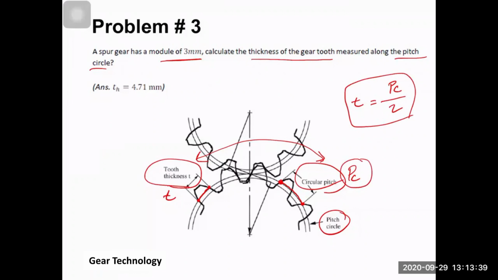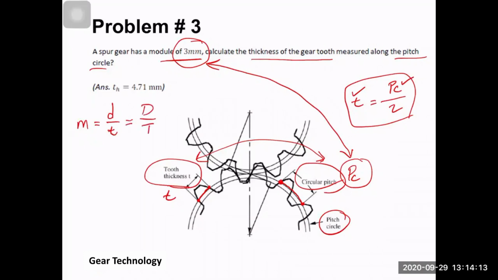So it's kind of problematic here because we have only the module. In order to find the tooth thickness, we need to find the circular pitch. Is there any relation between the circular pitch and the module? The module is equal to D over T, or capital D over capital T, right? What is the circular pitch? It is pi D over T, or pi d over t, right? Is there a relation between these two?